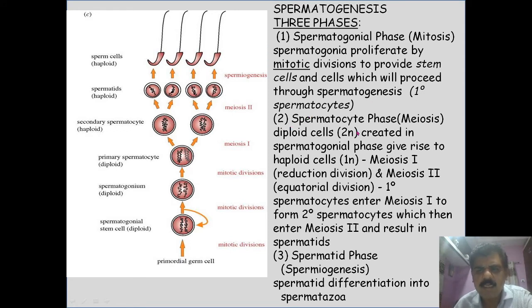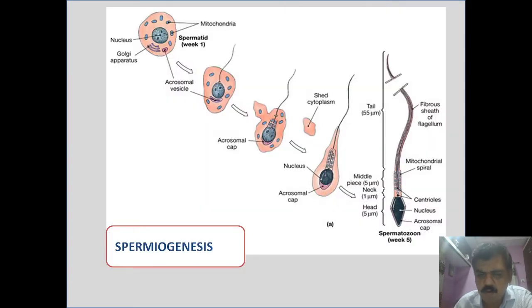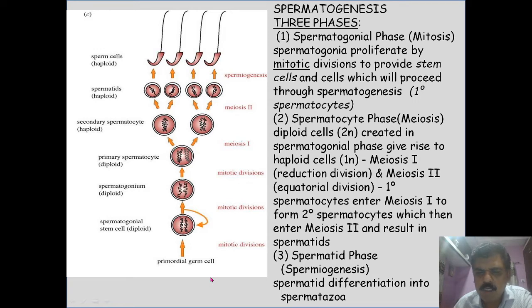The spermatocyte phase is the second phase. Here, the diploid cells created in the spermatogonial phase give rise to haploid cells. Meiosis I is a reductional division, and meiosis II is an equational division, like mitosis. The spermatocyte enters meiosis I to form two secondary spermatocytes, which then enter meiosis II, and it results in the formation of the spermatids. Then the spermatid phase: in the spermatid, differentiation occurs and spermiogenesis occurs, and it gives rise to the sperm proper.